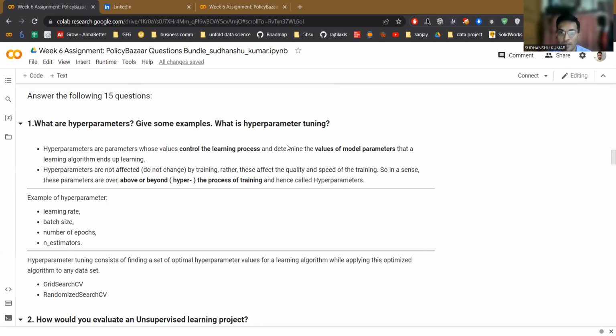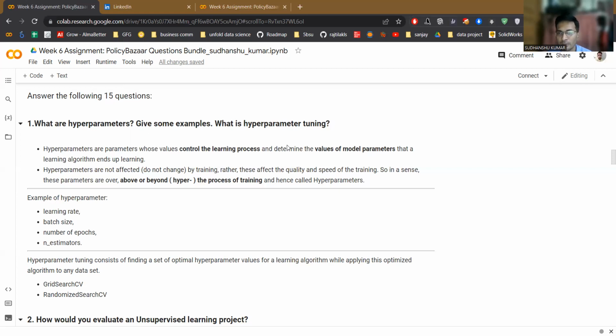And what is hyperparameter tuning? It is basically a set of parameters provided to a model to learn for a learning algorithm, and it is applied to a model to optimize the result. There are two types of hyperparameter tuning, that is grid search CV and randomized search CV.